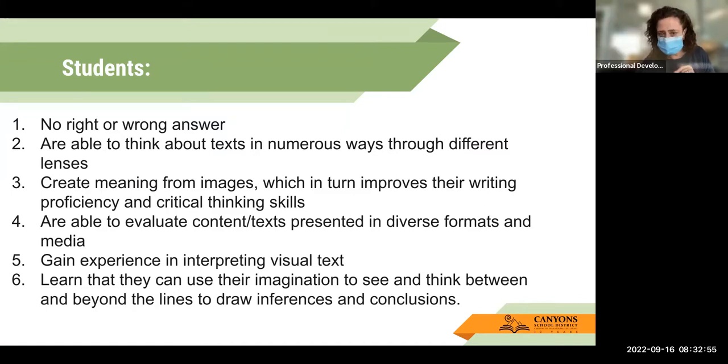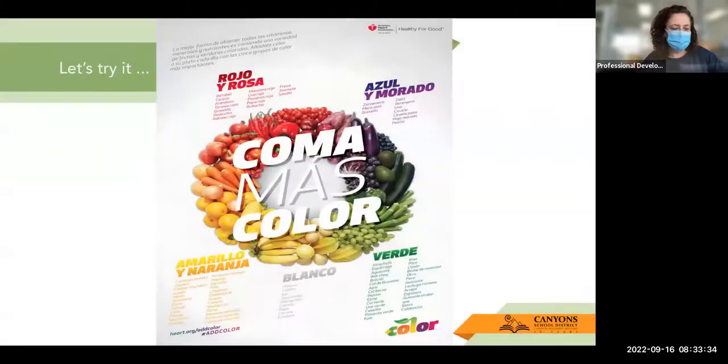Remember that students are going to go through the DOK levels from DOK 1 all the way to DOK 4. Students are going to be able to evaluate the content and the text that is presented in different formats and media. So it also helps them gain experience in interpreting a visual text. And they can learn that they can use their imagination to see and think between and beyond the lines to draw inferences and conclusions. And this is how our beautiful students are going to be able to go deeper into their analysis. So let's go ahead and try it.